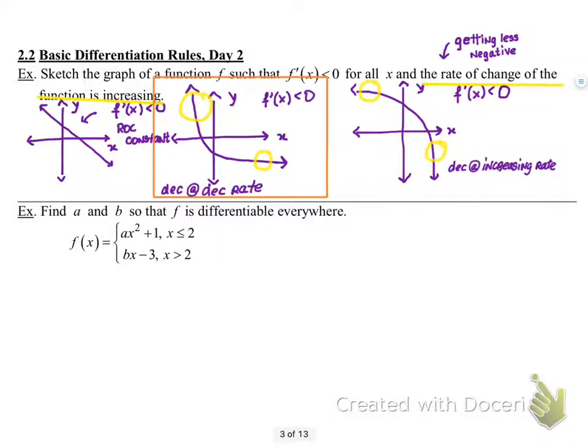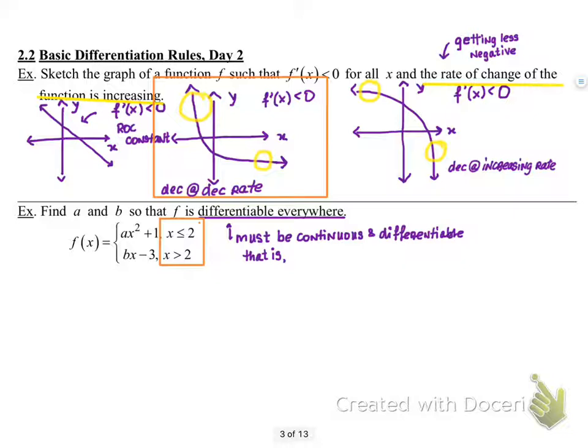Okay, next up, we're in the fun stuff. Find A and B so that f is differentiable everywhere. In order for something to be differentiable, it must be continuous and differentiable. So in order for it to be continuous and differentiable everywhere, it must be continuous and differentiable at that piecewise point. I don't know what that point is called.